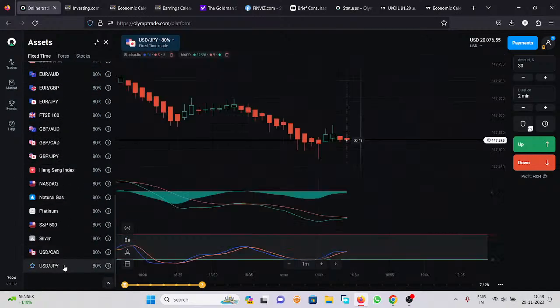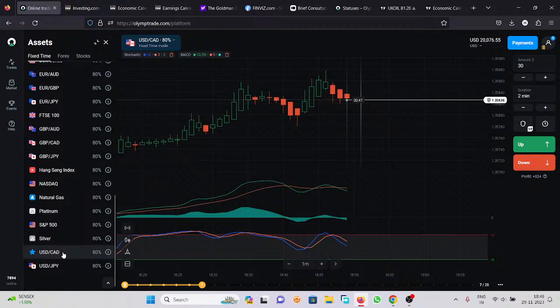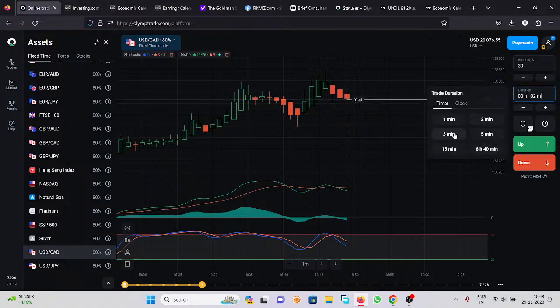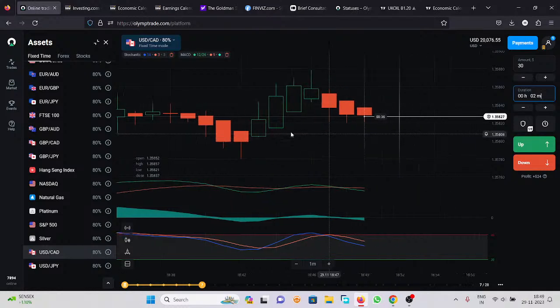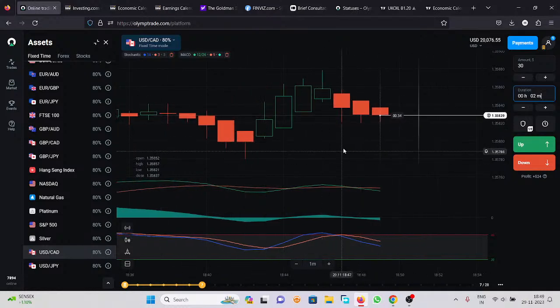Then check the graph when we have the signal. Whenever we have the signal, check the graph and open the trade. So as early as you get the signal, there will be a chance to open the trade. And what is the signal?